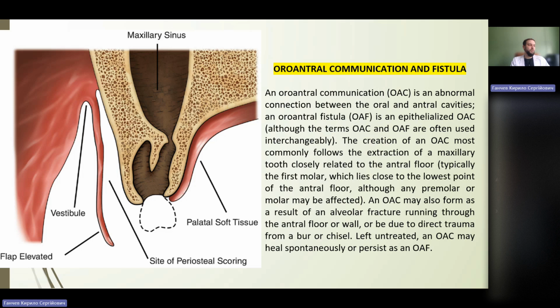typically the first molar, which lies close to the lowest point of the antral floor, although any premolar or molar may be affected. An oroantral communication may also form as a result of an alveolar fracture running through the antral floor or wall, or be due to direct trauma from the burr or chisel. Left untreated, an oroantral communication may heal spontaneously or persist as an oroantral fistula.